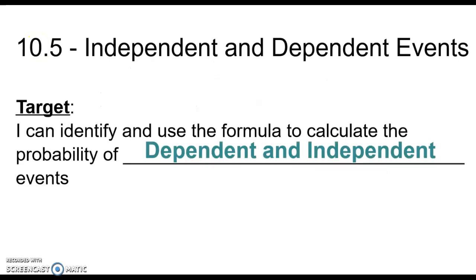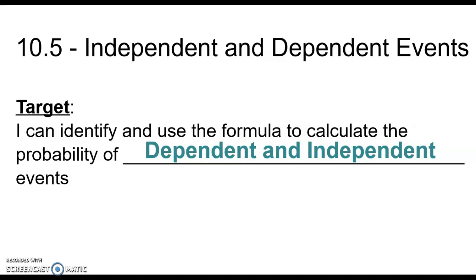So this is video 5 for chapter 10. It goes with section 10.5, and we're going to be talking about independent and dependent events. So this target says we can identify, right, be able to tell what's a dependent or independent event, and then calculate the probability of those dependent and independent events.